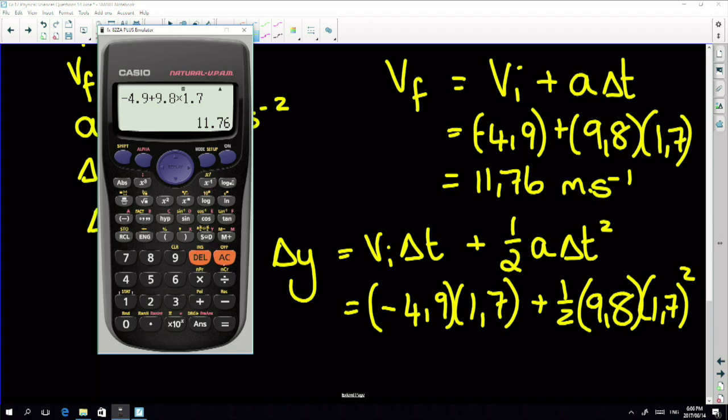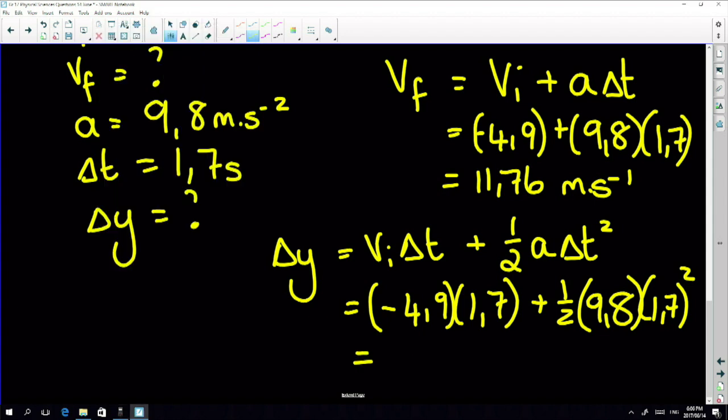So we're going to have minus 4.9 times 1.7 plus, I'm just going to put in brackets to make it easier, 0.5 times 9.8 times 1.7 squared, close my brackets, equals 5,83 meters. I got a positive answer because it's below my starting point. It's exactly what I expected because down was positive. Yay, not so bad.